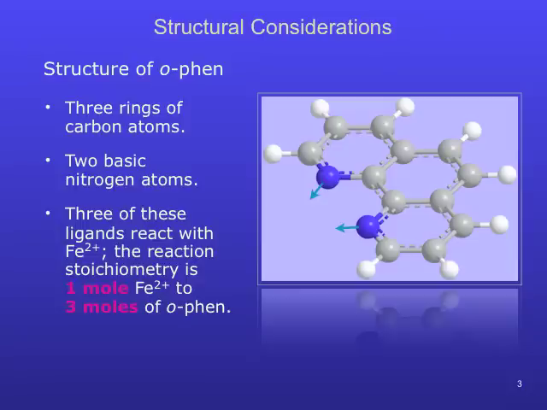Each orthophenanthroline ligand can form 2 dative bonds to the iron by using nitrogen atoms. The orbitals on iron 2 which receive these nitrogen-donated electron pairs are of the appropriate size and location such that 3 orthophenanthroline ligands can bond to the iron. This is responsible for the 1:3 stoichiometry in forming the product.